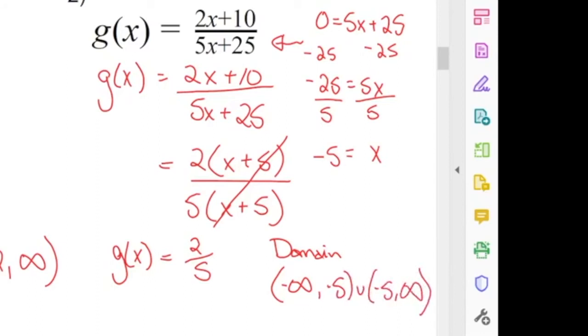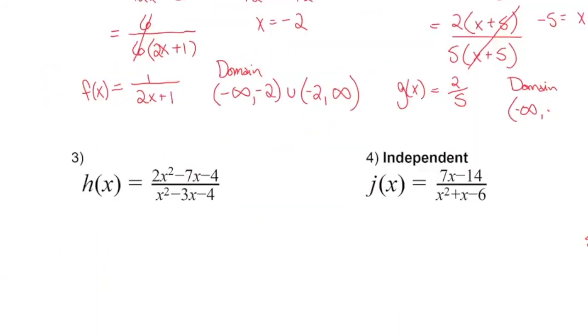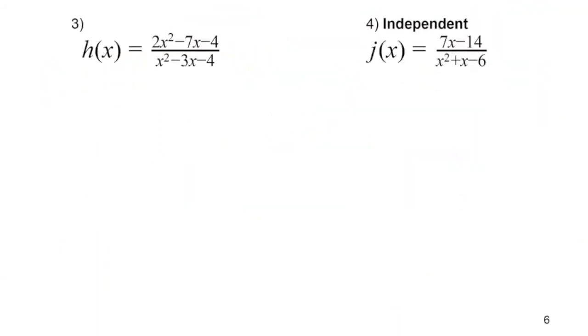Right. And this last one will be the last one that I do. Number 4 will be left for you to try. H of x equals 2x squared minus 7x minus 4 over x squared minus 3x minus 4. The denominator looks a little bit easier, so I'm going to start with that one.